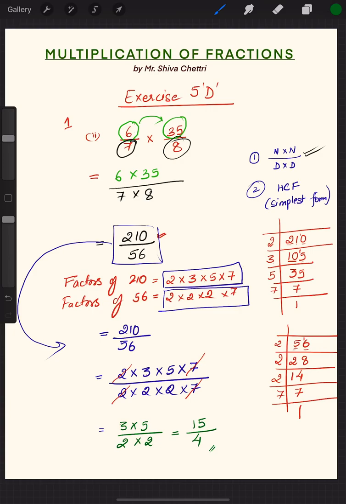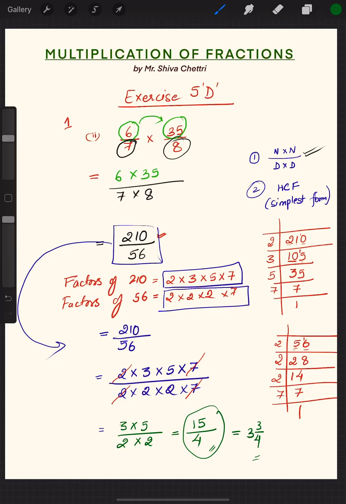In the back of the book, your answer is written as 3 3 by 4. You know how to convert this improper fraction to a mixed fraction. I have taught you in the last video, so please go through that. And if you have any doubt, you can ask me later. All right, so these are the things for the multiplication of fractions.